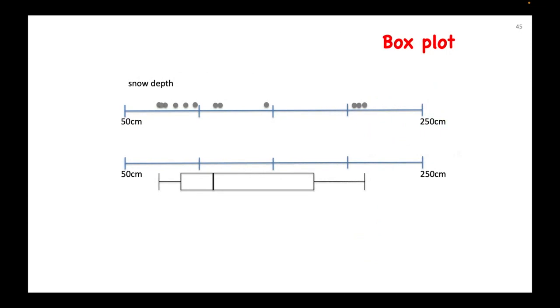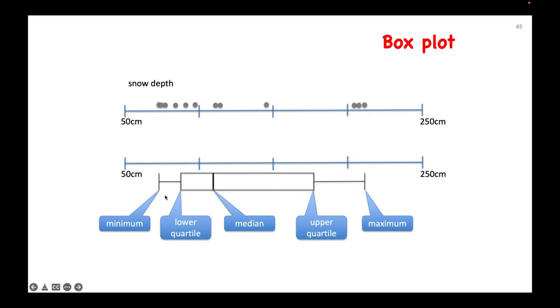Okay, so our next instance of unidimensional data is the box plot. Here we have a very small data set about snow depth, ranging from 50 centimeters to 250 centimeters. If we wanted to represent that as a box plot, there's the scatter plot on the top, and on the bottom we have the box plot, and what's that showing us? We have the minimum, the maximum, that's fine.